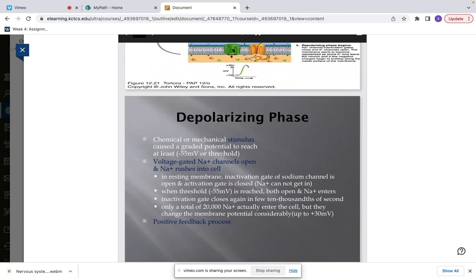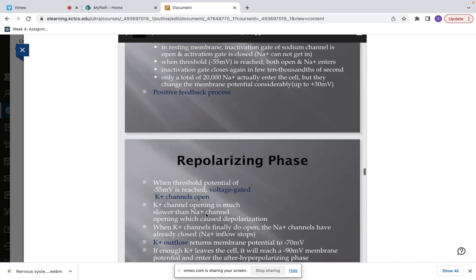So during depolarization, the main thing that I want you to take home from this slide is that the voltage-gated sodium channels open and sodium rushes into the cell. That's the important thing. So during depolarization, sodium flows in. During repolarization, the voltage-gated potassium channels open, right?